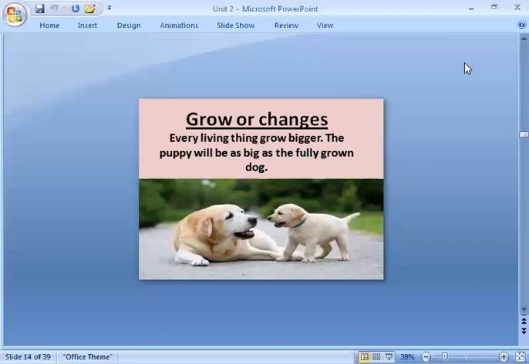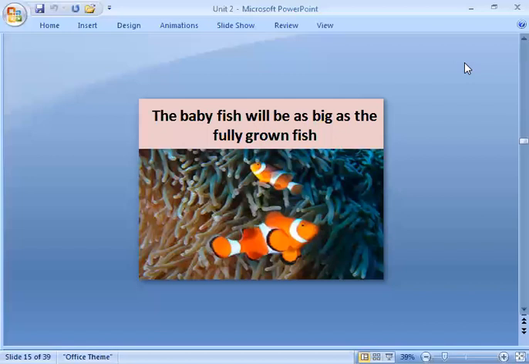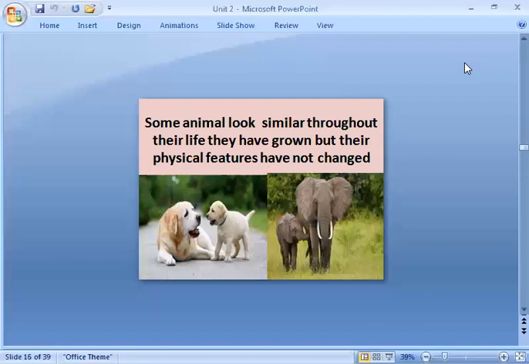Every living thing grows bigger. The puppy will be as big as the fully grown dog. The baby fish will be as big as the fully grown fish. Students, some animals look similar throughout their life. They have grown, but their physical features have not changed. Look at the elephant. Look at the dog. They have grown with the passage of time, but their physical features have not changed.